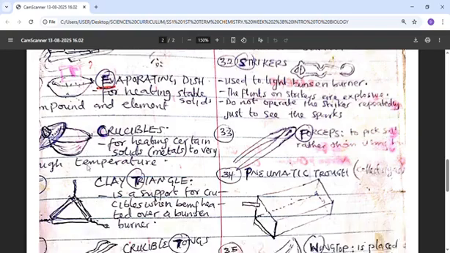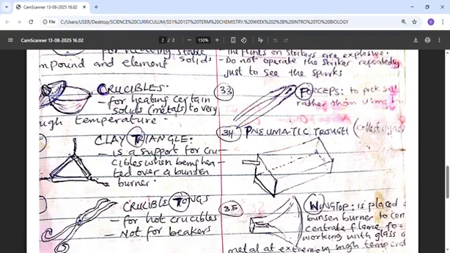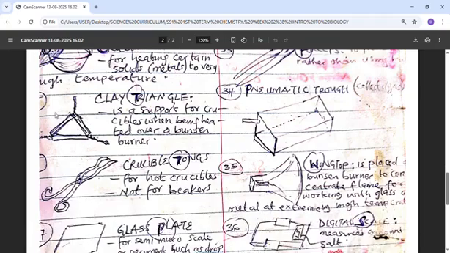Then we have crucible. This one is used for heating certain solids or metals at very high temperature, so it can withstand heat. Then clay triangle is a support for your crucible. You put this on top of your ring stand, then you can place your crucible on it.